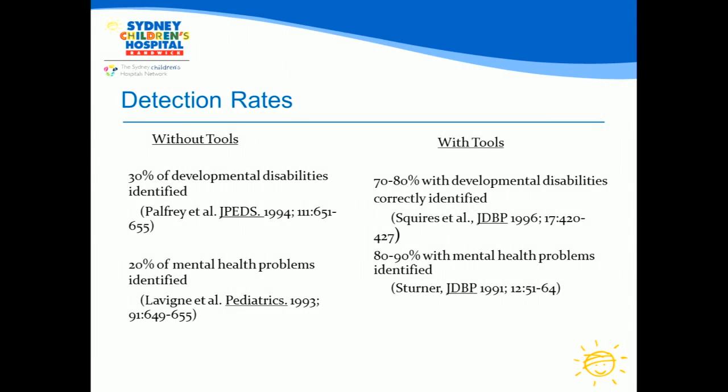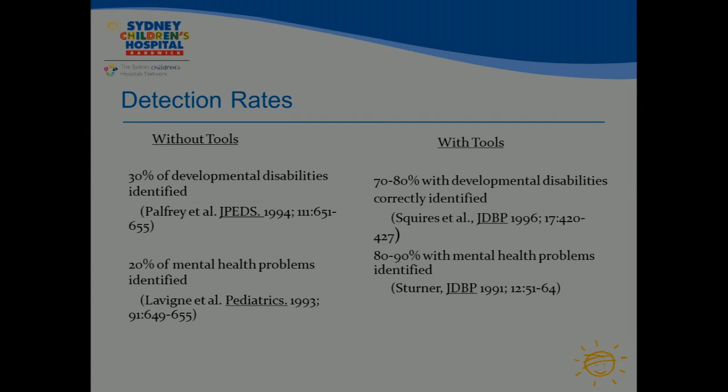The reason we use the tools is because we're much better with tools than without. So even in the hands of an experienced clinician, if you don't use a tool, you pick up a significantly smaller proportion of children with difficulties than you do if you use a tool. So in terms of developmental disabilities, we're saying even in the hands of experienced clinicians, you pick up a third as opposed to three quarters if you're using a standardized tool. And with mental health, we're even worse. So it's about a fifth compared to nearly 90%, depending on which tool you're using. I do this every day, but I use a tool because I'm better with a tool than without. And those that don't do this every day need a tool even more.